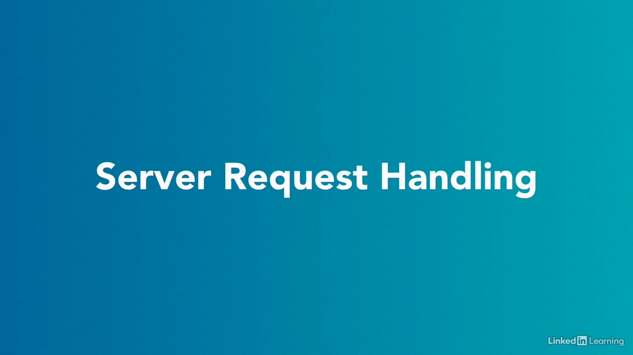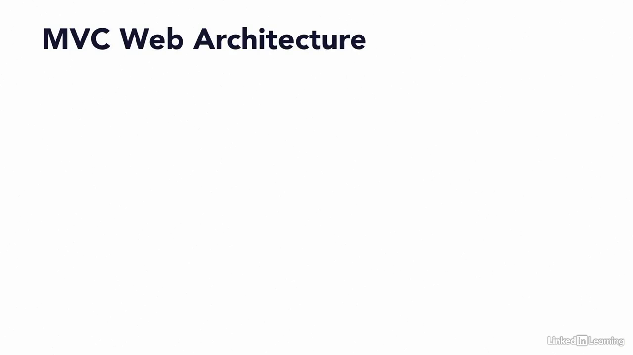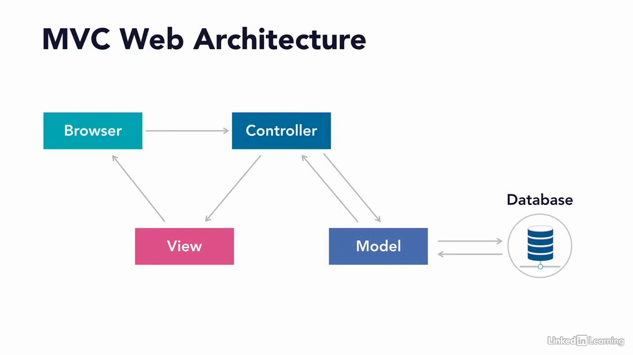In this movie, I want to give you a better understanding of how server requests are handled in a Rails application, because there's some subtle but important points to understand. We've already seen a general diagram of the MVC architecture. This shows a simplified version of how Ruby on Rails works. Now let's look at it a little closer.